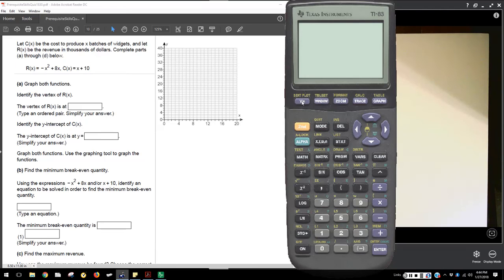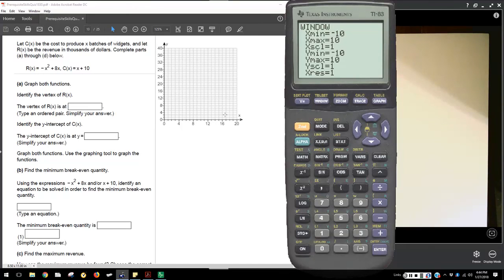The way we're going to do this is we're going to go to Y equals, and we're going to type in R of x, which is negative x squared plus 8x. And we're also going to type in C of x, which is x plus 10. And since they're giving us a graph for it, we're going to cheat a little bit and take what they tell us that they want us to graph it on.